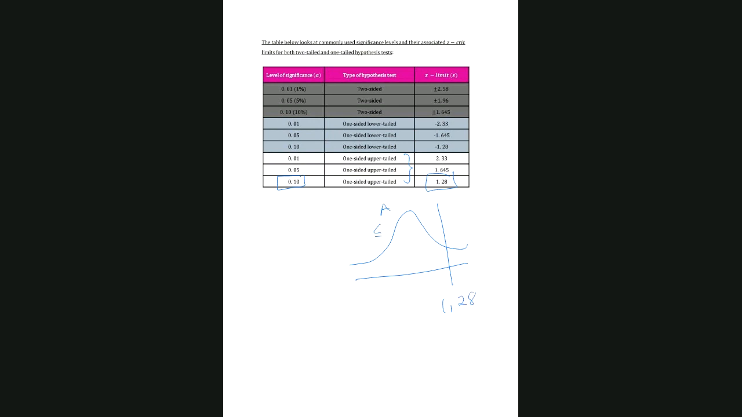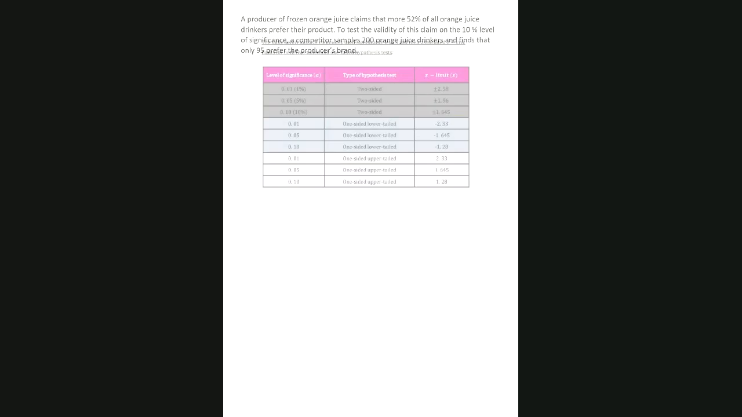So your region of acceptance is anything inclusive of 1.28 or below it. Your region of rejection is anything greater than 1.28. So let's go back to the question. So here, just to write out your null and alternate again, your null would say that pi is less than or equal to 0.52. The alternate will say pi is greater than 52%. And then this is an upper tail test.